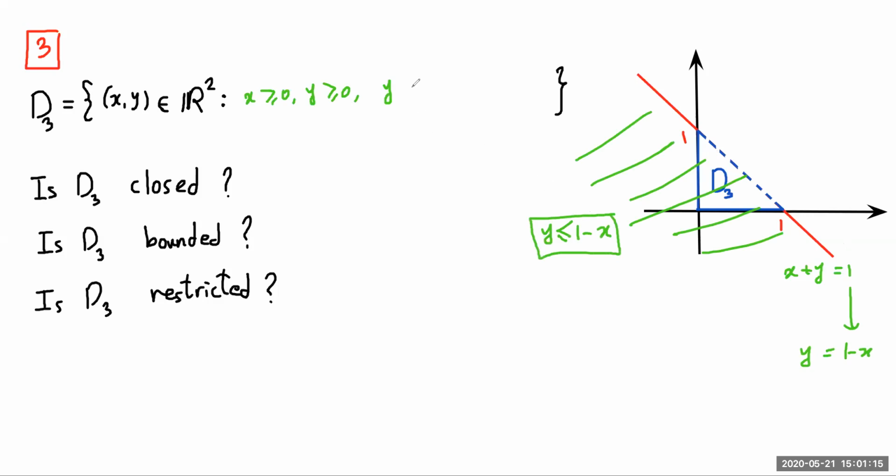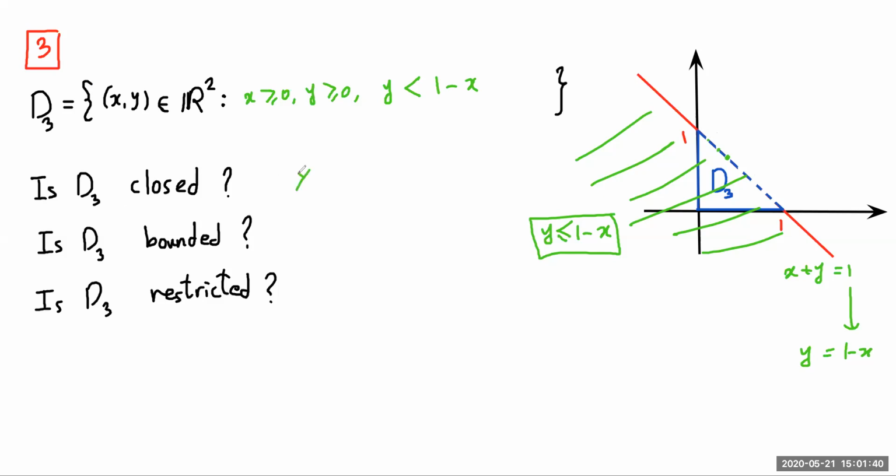If I want to take y strictly less than 1 minus x, now I will take the region D3 without this line. So these points are not included. Because of this, I wrote y strictly smaller than 1 minus x, not equal.